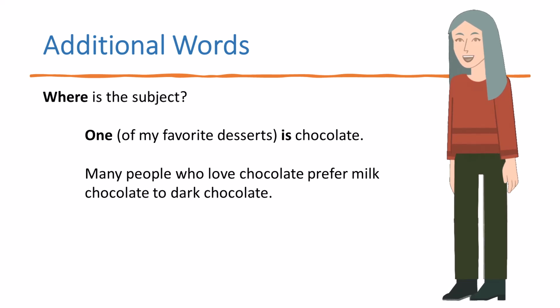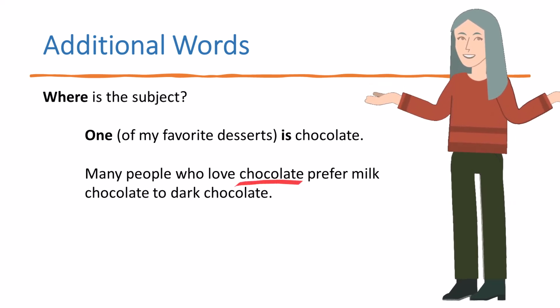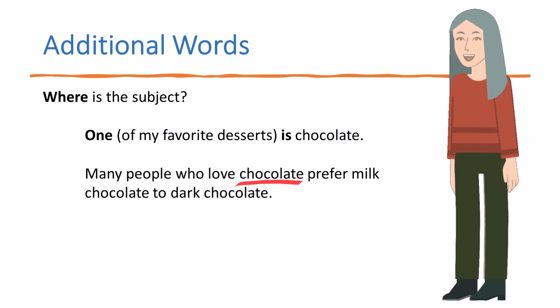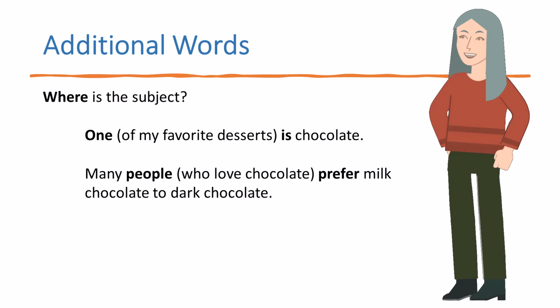"Many people who love chocolate prefer milk chocolate to dark chocolate." Do you think the subject is chocolate? Let's do the parentheses test to see if there are additional words being added to the real subject. Now we can see that people is the correct subject, and so the verb needs to be the plural, prefer.